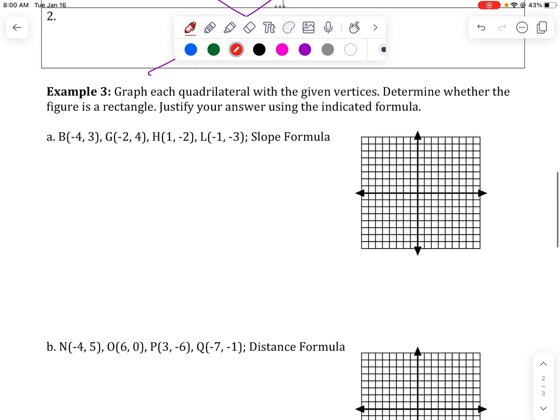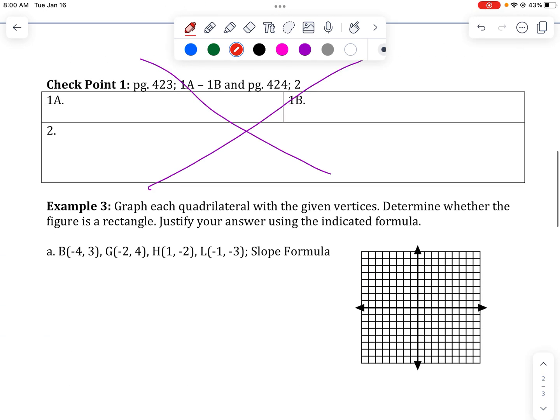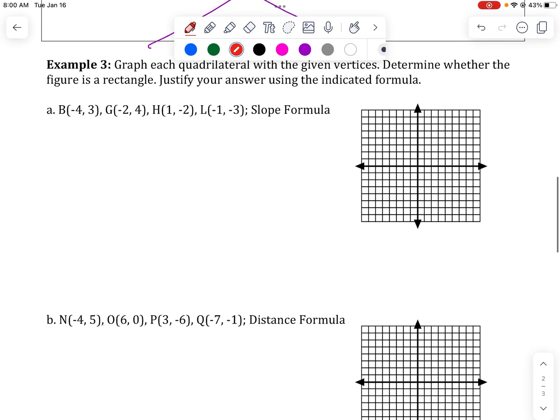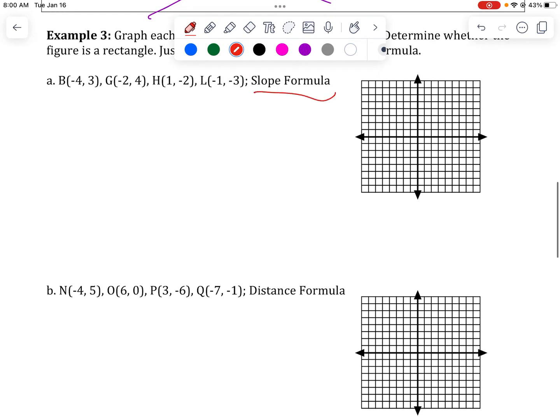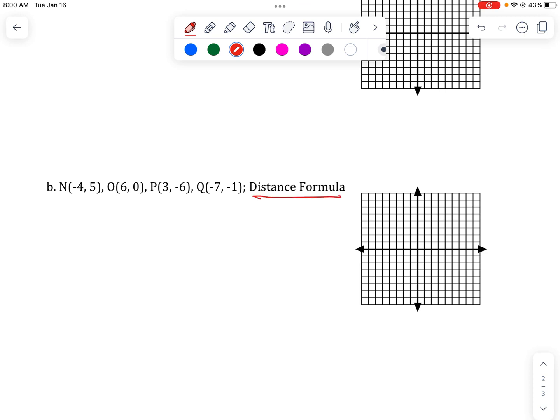All right, on example 3, I'm going to ask you to try those two on your own. What you're trying to prove is that you have 4 right angles by showing that the slopes are opposite reciprocals. What you're trying to prove here is that the diagonals are congruent. Prove that the two diagonals have the same length. Check your work on the PDF answer key that I post on Classroom, please.